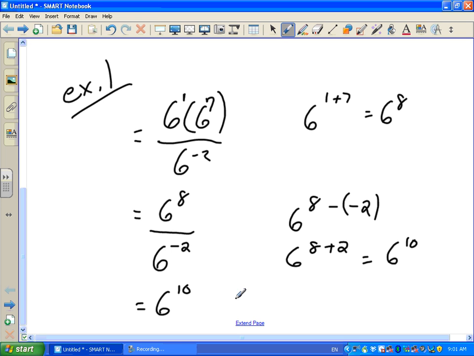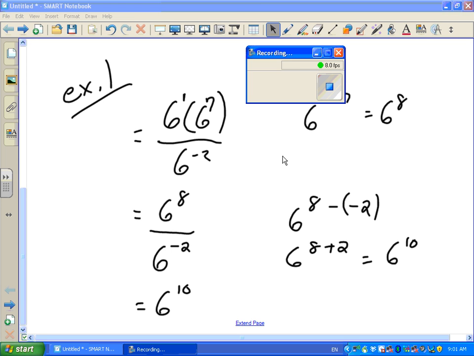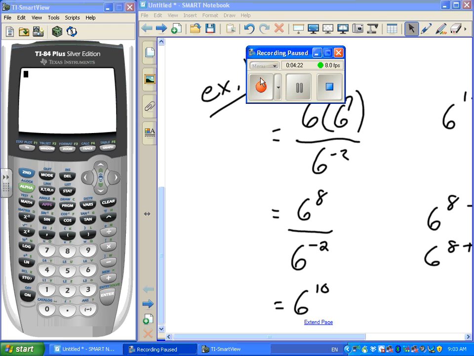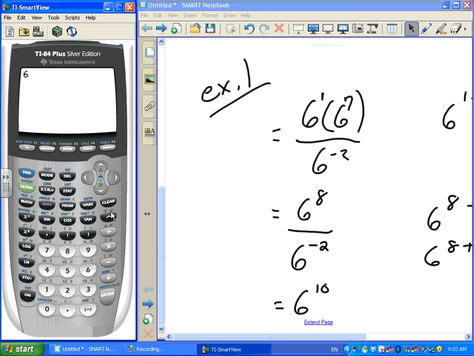Okay, and finally, if I want to evaluate that, on your calculator, you'll have a button that looks like this, hopefully. Almost looks like the roof of the house. That will turn the first number you put into the base, and then the next number I put in will be the exponent. So this says 6 to the power of 10. There's our answer.